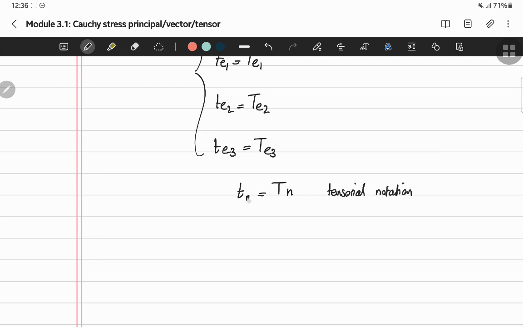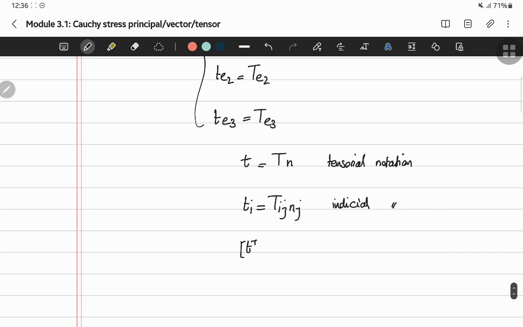I can simply write this small t. This is a vector, ti is equal to Tij nj. This is the index notation. And in the matrix format, I can write this as a vector is equal to T times n, or maybe it's better to write it like this, with curly brackets to indicate that these are vectors or first order tensors, and this is a second order tensor. And this is the matrix notation.